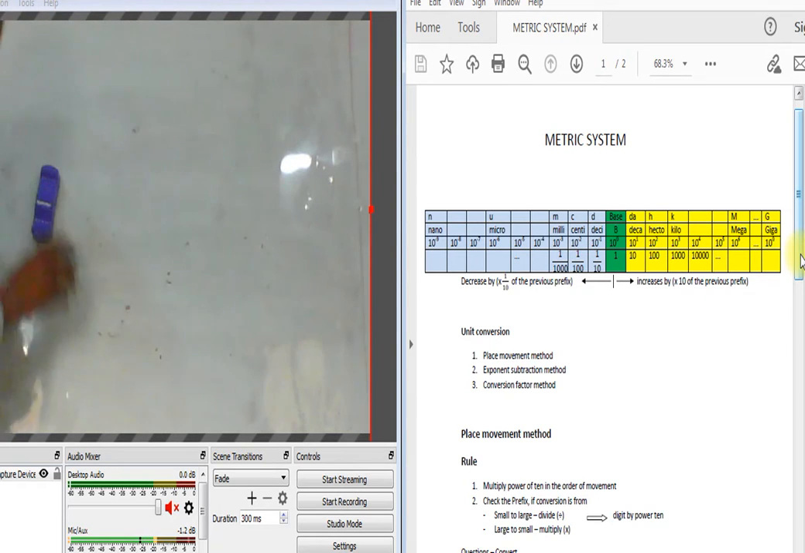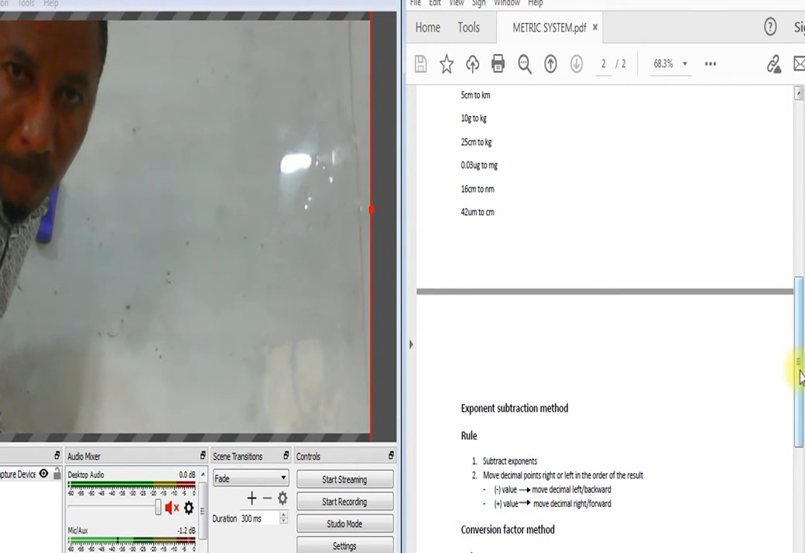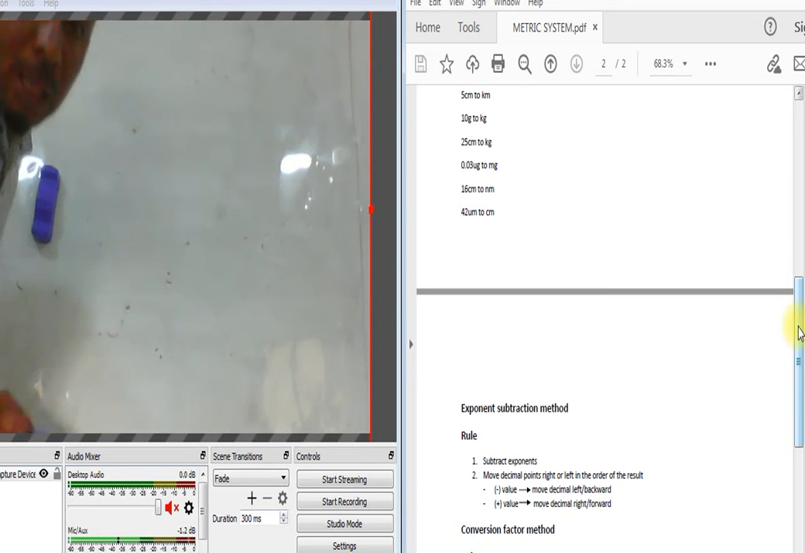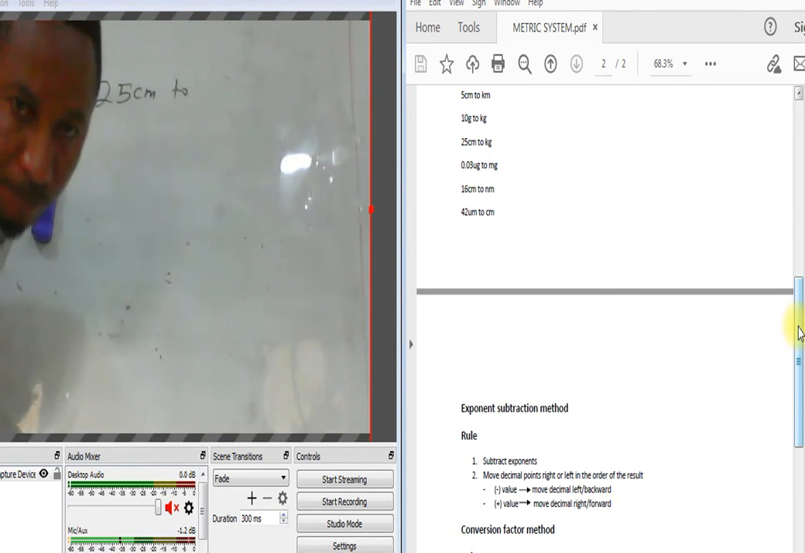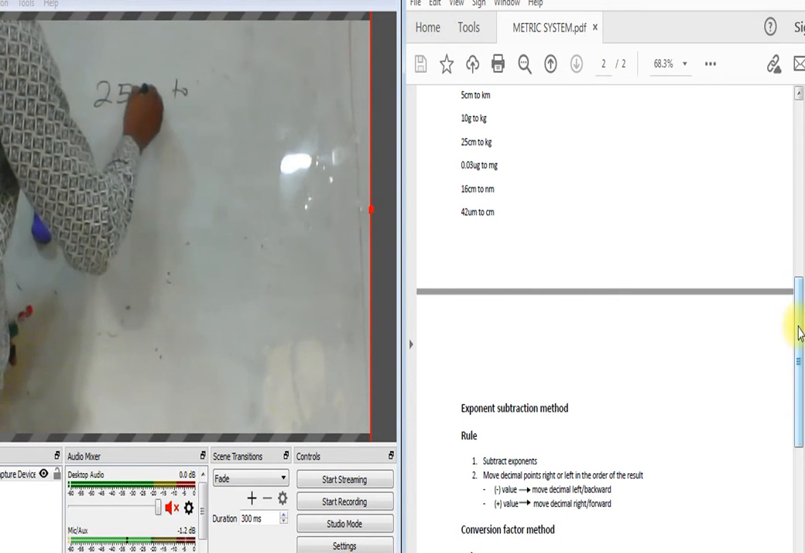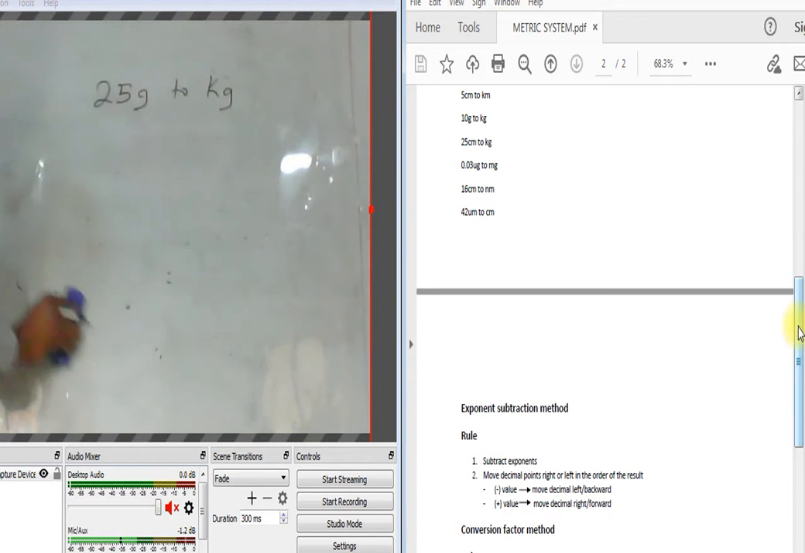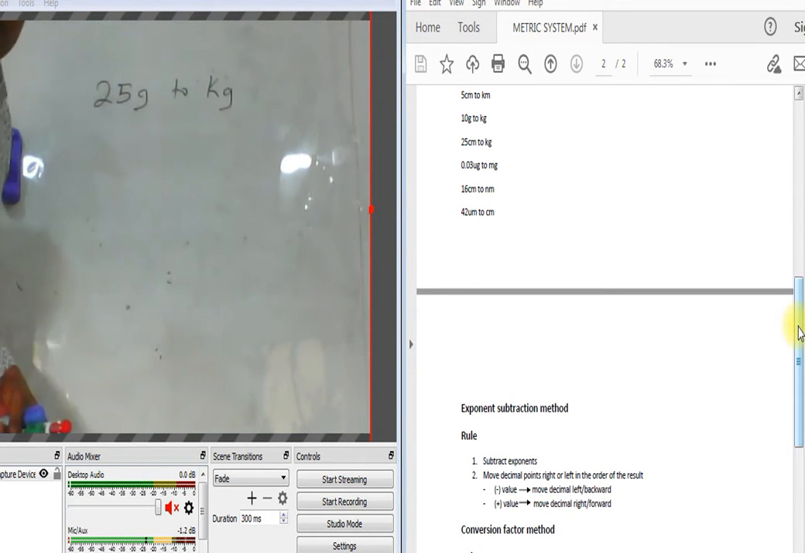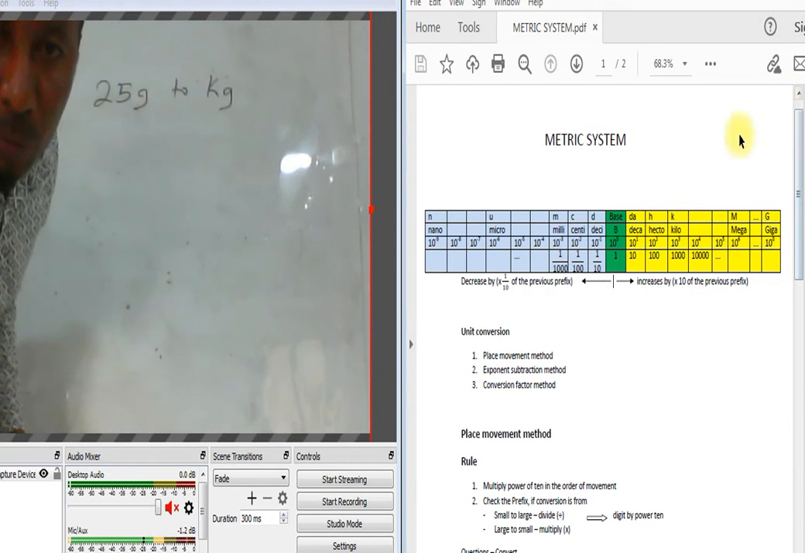We have another question that we can quickly run through. We have 25 centimeter to kilo. It should be 25 gram to kilogram. So we have this 25 gram to kilogram. Okay, so I have to move from gram to kilogram quickly and see how many places I have to move. Okay, let's move quickly from gram to kilogram.